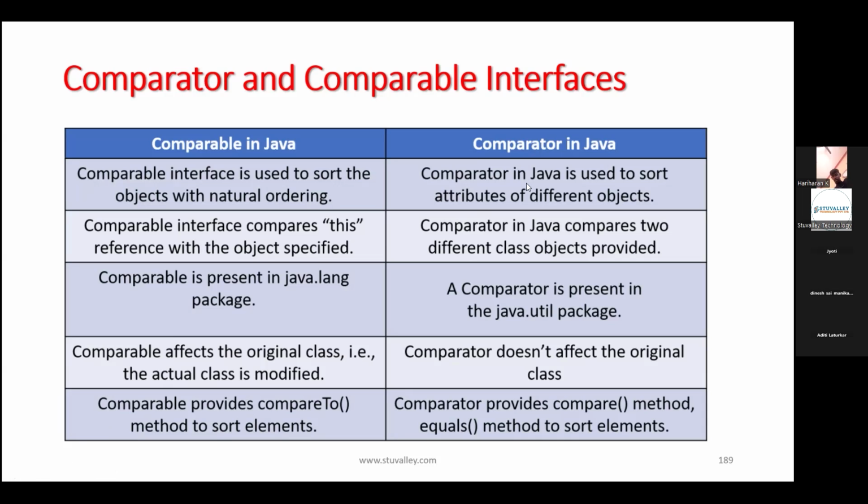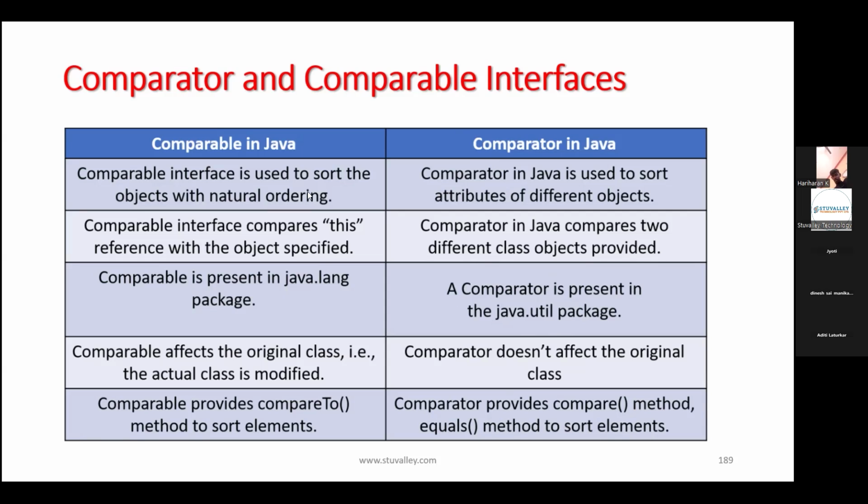The second one is Comparator. Comparator is basically a functional interface. Comparator has a single abstract method, that is the compare method. Comparator in Java is used to sort attributes of different objects. It will sort attributes of different objects, and this directly compares the objects. Comparator in Java compares two different class objects provided. Comparator is present in the java.util package. These two are in different packages. Comparator doesn't affect the original class. Comparator provides the compare method and equals method to sort the elements.